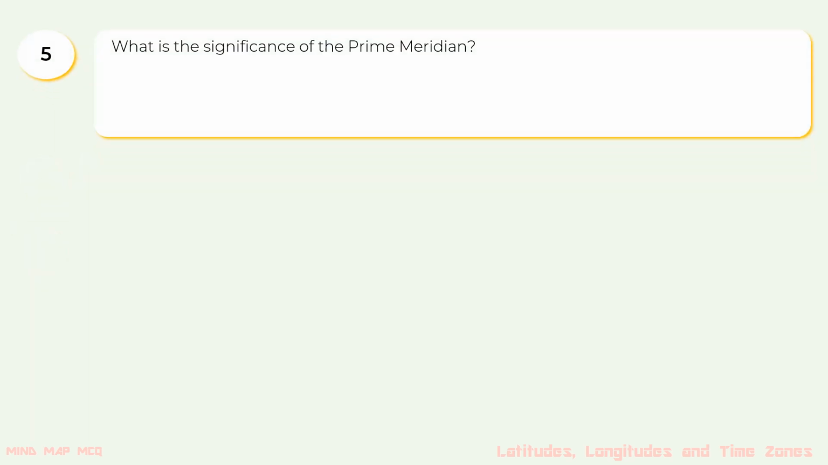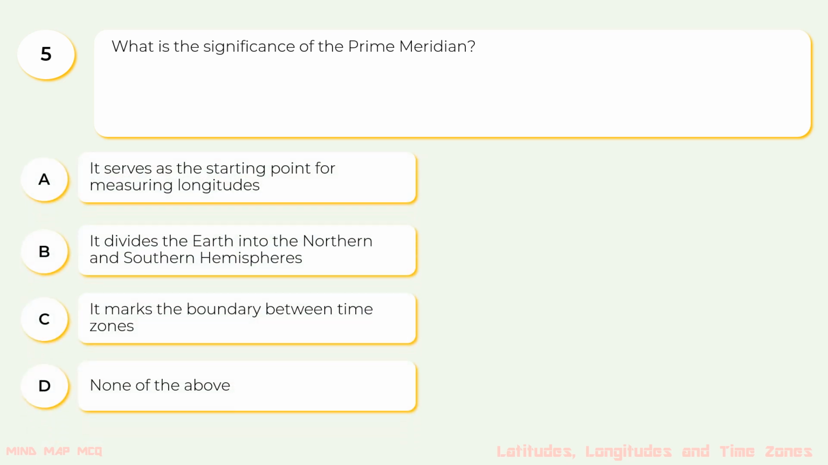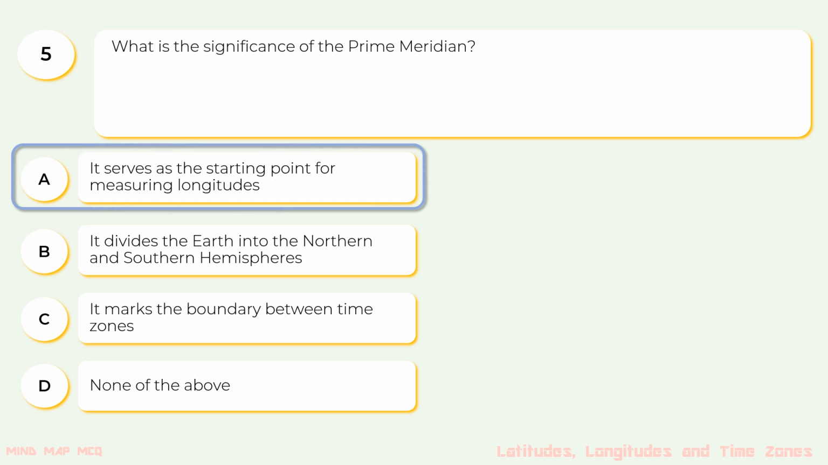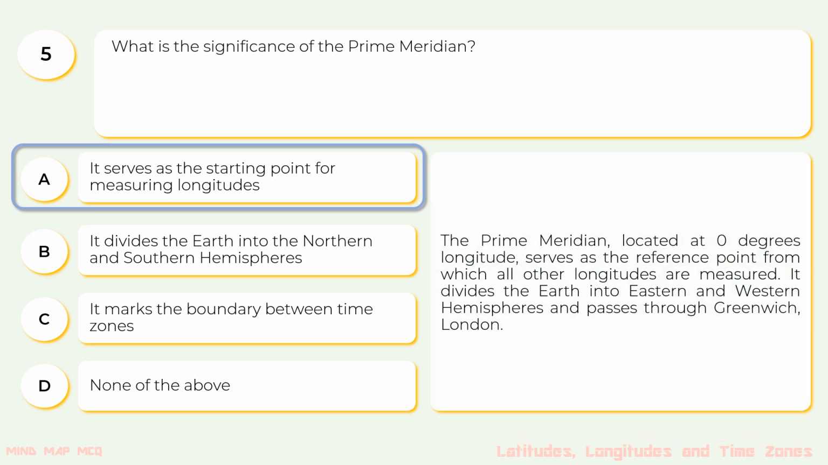5. What is the significance of the Prime Meridian? The options are A. It serves as the starting point for measuring longitudes. B. It divides the Earth into the northern and the southern hemispheres. C. It marks the boundary between time zones. Or D. None of the above. The correct option is A. It serves as the starting point for measuring longitudes. The Prime Meridian, located at 0 degrees longitude, serves as the reference point from which all other longitudes are measured. It divides the Earth into eastern and the western hemispheres and passes through Greenwich, London.